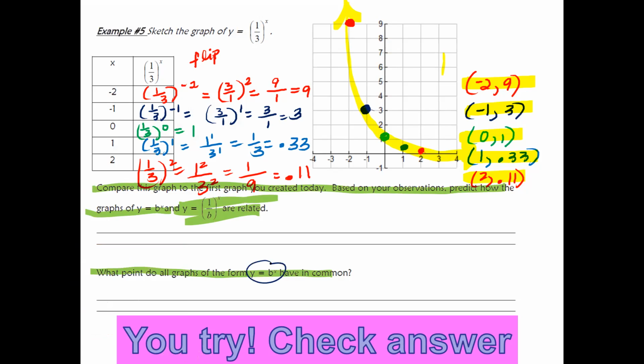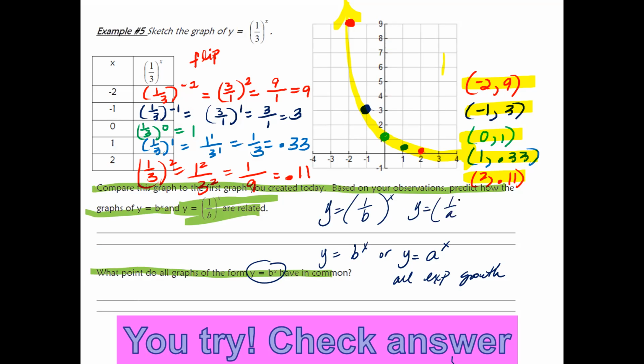For this one, I would say that because it's y equals b to the x or y equals a to the x, these are all exponential growth. Now, similarly, if everything here is in the form of a fraction, which means that it's smaller than 1, then all of these will be an exponential decay.